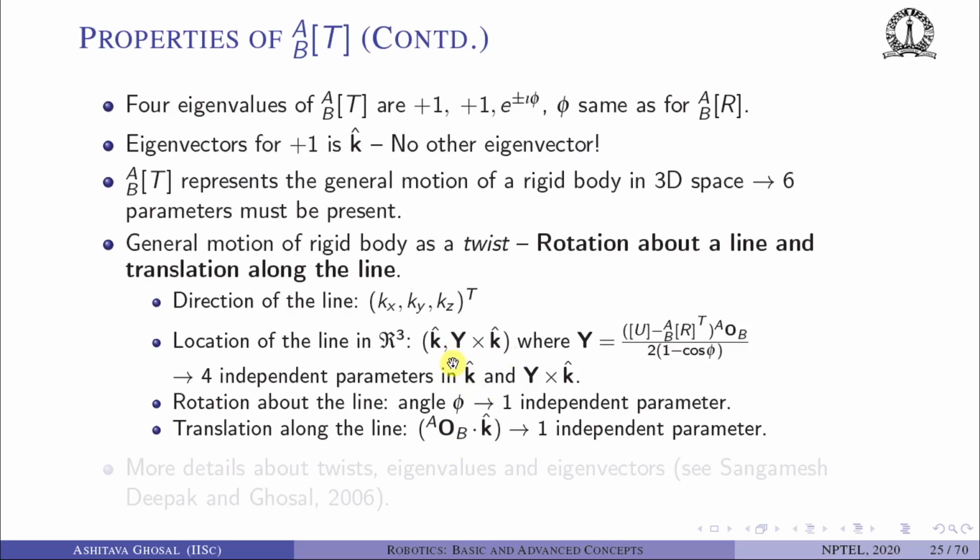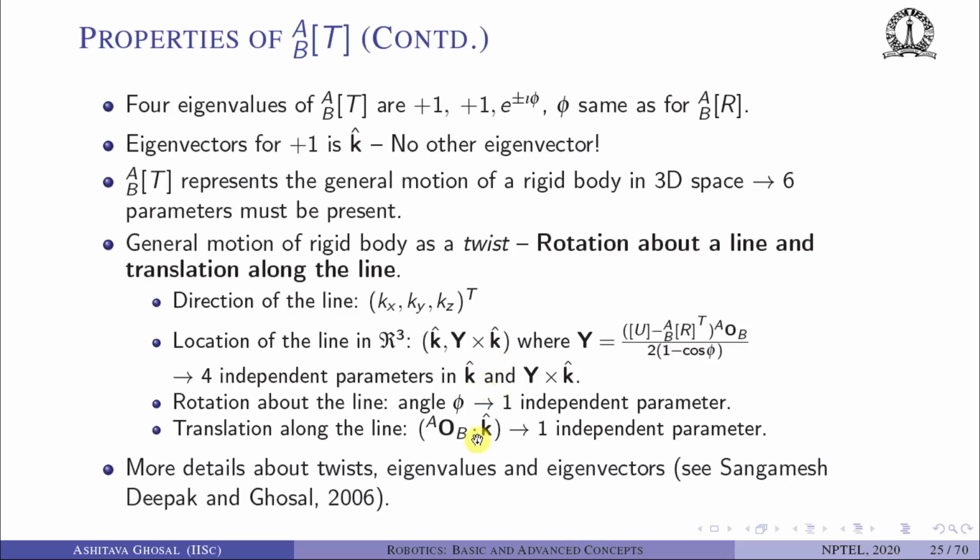A line in 3D space is located by 4 independent parameters, if you think about it. So we can have y equals m1x plus b1 and z equals m2x plus b2. So m1, m2, b1, b2: 4 independent parameters describe a line in 3D space. And a nice way is to show it in terms of k and y cross k.